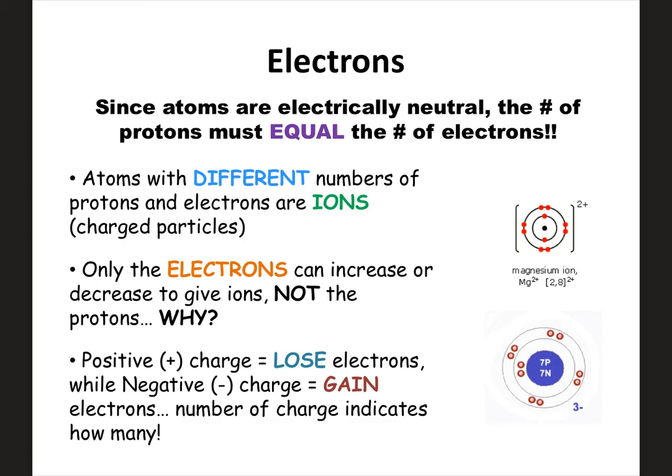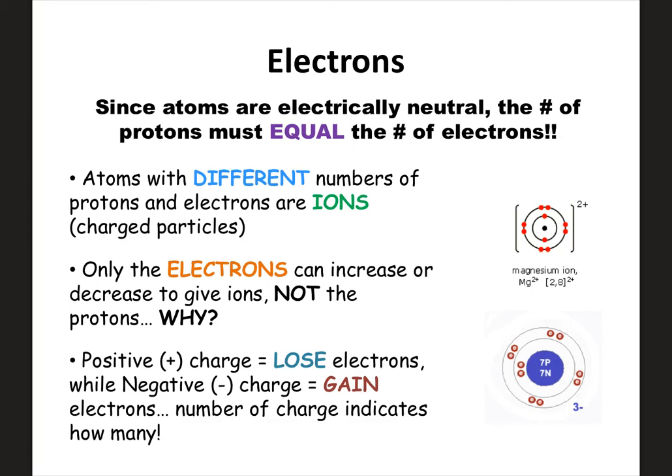Let's work on the next subatomic particle, the electrons. As long as your atom is electrically neutral, meaning it does not have a plus or a minus charge, the positives and negatives must be equal. So if you know the number of protons, which are the positive particles, then you know the number of electrons as well. They must be equal as long as the atom doesn't have a charge. Once you know the number of protons, now you know the number of electrons. It's just that easy as long as there's no charge.